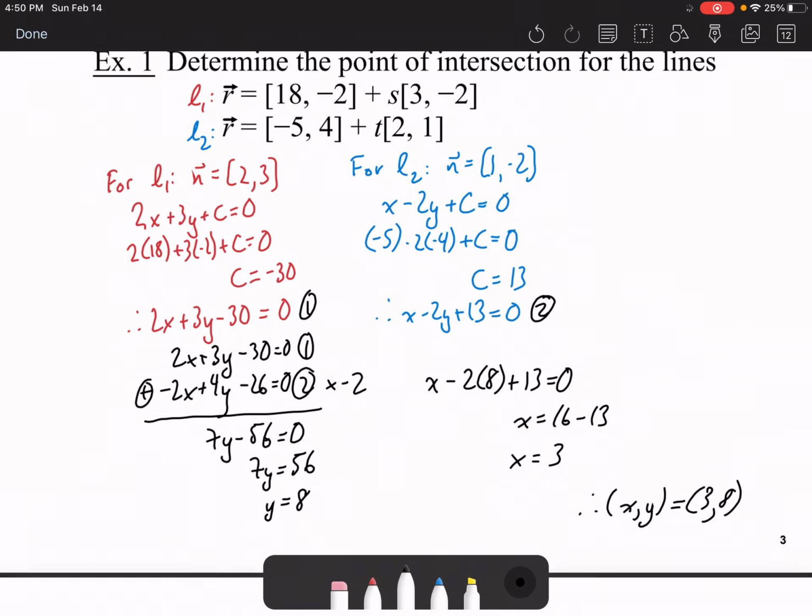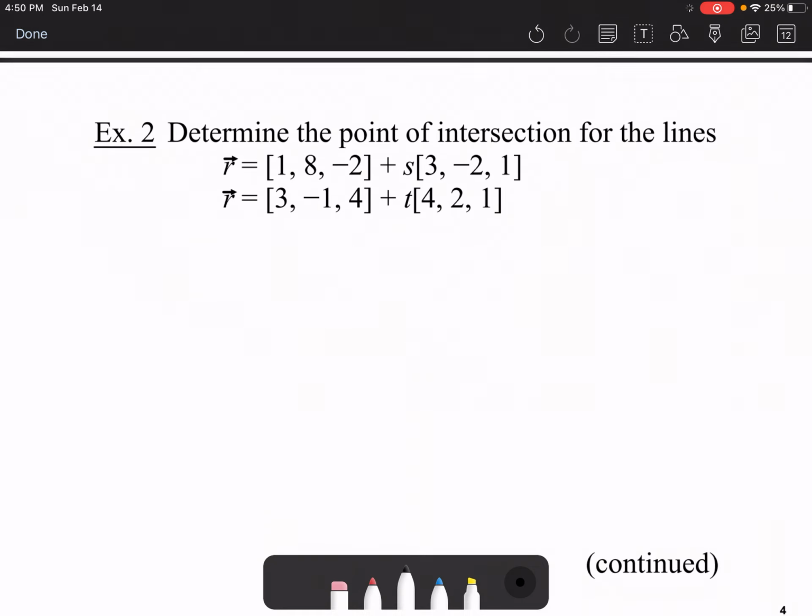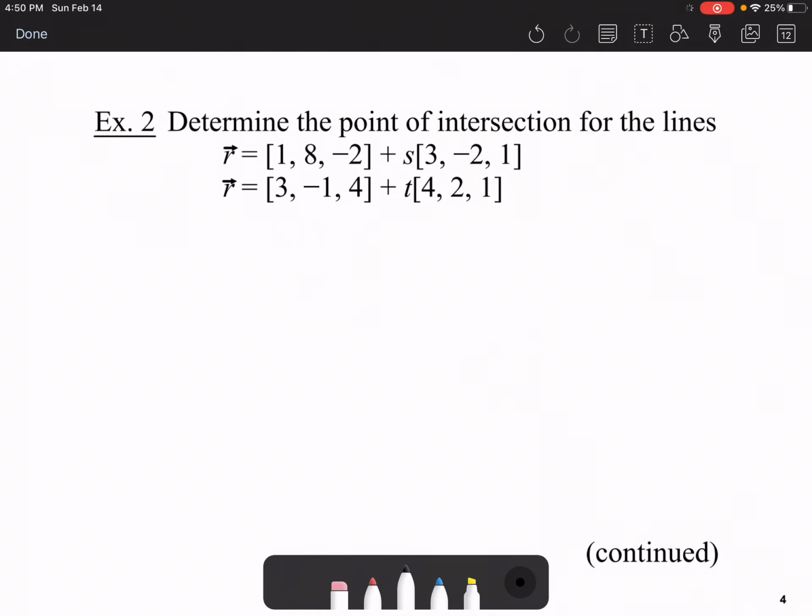Okay, so let's take a look at another situation. So with three-dimensional space, you can see some more options available. First of all, notice that these two directions are non-collinear. So this means they either intersect once or they are skew.